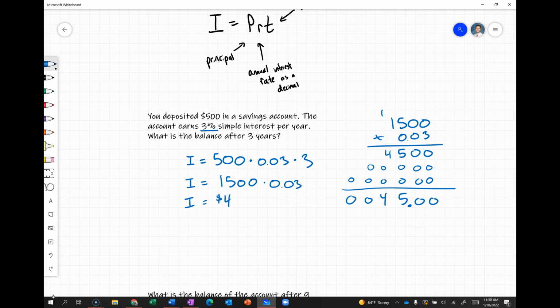So that means you've earned $45, and we want to know the new balance. So now, instead of having $500 in your bank account, your new balance is $545. The $500 principal that you started with plus the $45 in interest that you were given.